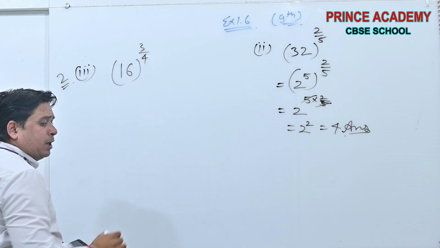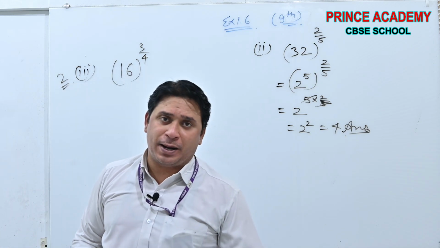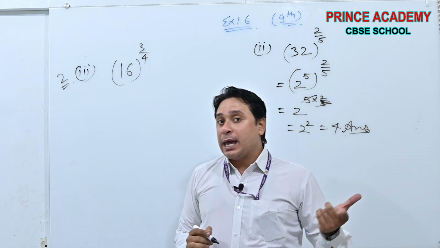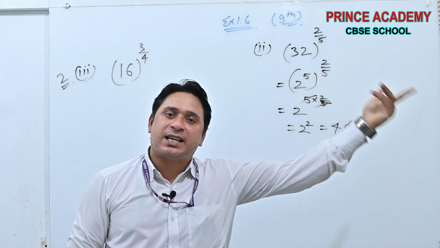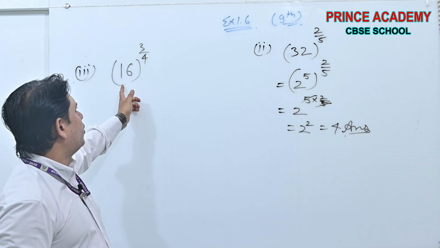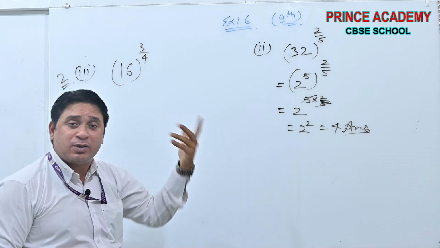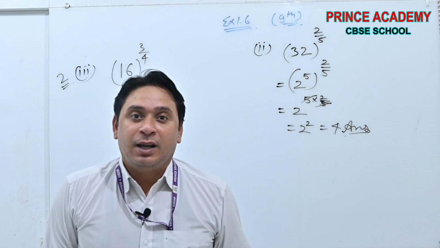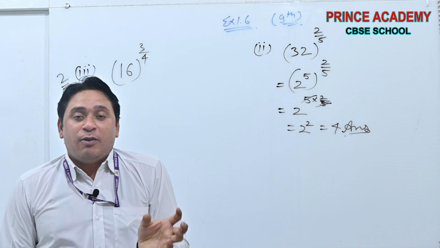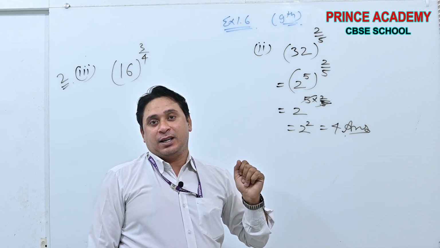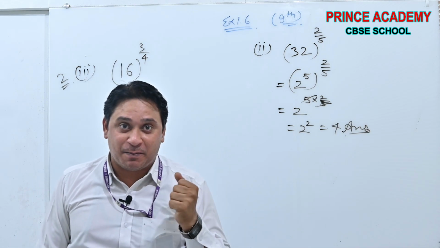Now see beta, your presence of mind also matters here. Why? You can see 4 raised to power 2 is 16. Easily you can write 4 raised to power 2 and multiply and then solve. But here 2 raised to power 4, 16, will work very conveniently. Okay. So be smart, be prescient.